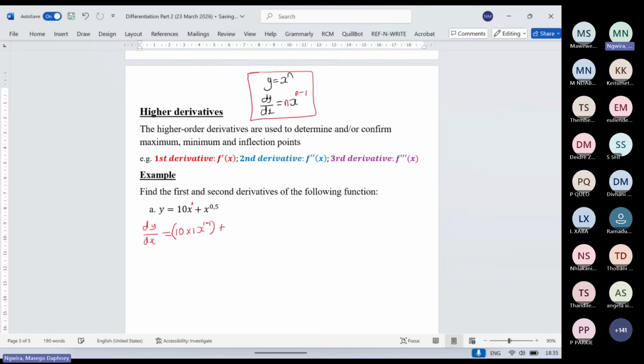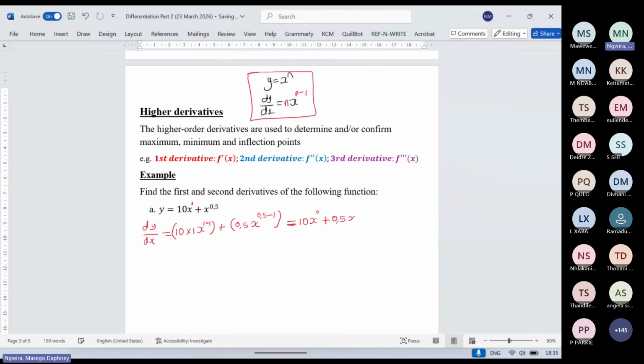And then plus 0.5, then x to the power of 0.5 minus 1. You always minus the 1. Again, I'm just doing this so that you can understand. Then this is equal to 10x to the power of 0, and then plus 0.5. You can also write the half if you want. You can write it in a fraction form.